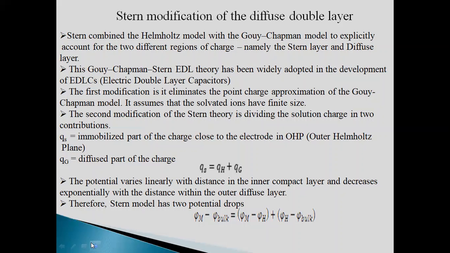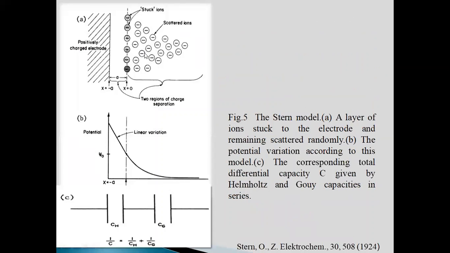That is the assumption according to the Helmholtz double layer model. While QG is the charge due to the diffuse ions present in the solution, that is the assumption according to the Gouy-Chapman double layer model. So we can see that QS is equal to QH plus QG, and the potential varies linearly with distance in the inner compact layer, that is up to OHP, and decreases exponentially in the bulk region, as shown here.